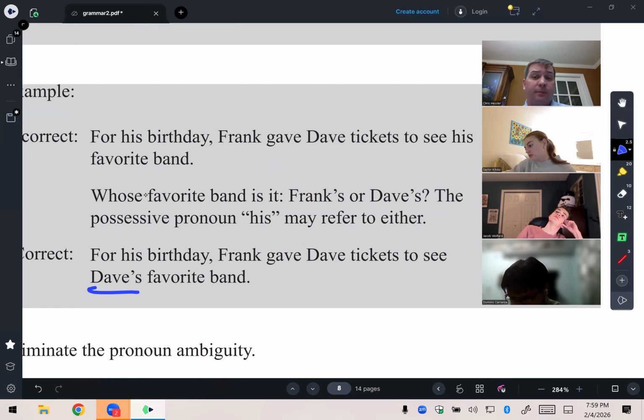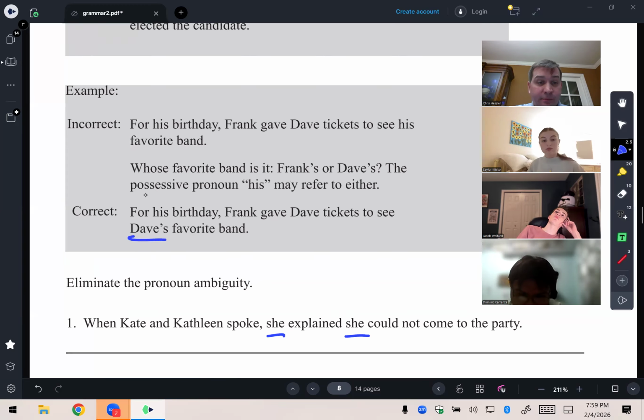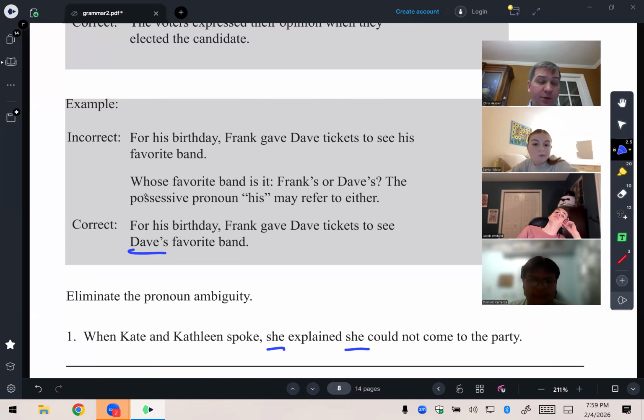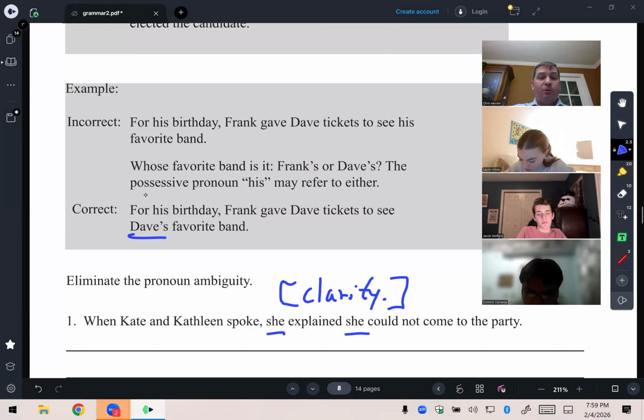Something like that, usually. Here is an example. Watch out for pronoun ambiguity. Can we figure out what's going on in this one? When Kate and Kathleen spoke, she explained she could not come to the party. I can't really tell what's going on. Maybe it's Kate's party. Kate is hosting a party and Kathleen unfortunately can't make it. Maybe the reverse is true. Maybe it's Kathleen's party. I can't tell at all what's going on. Maybe Kate dislikes Kathleen. Who knows? I'm going to just say clarify. Yeah, we need more information here.